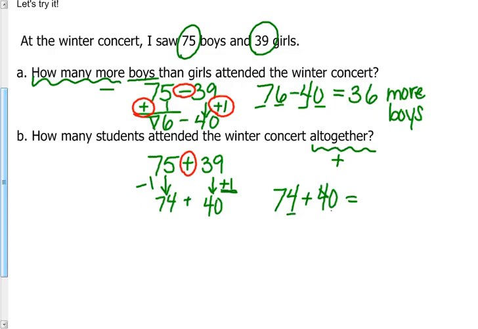So 4 and 0 is 4 in my ones place. And in my tens place, I have 4 and 7, which gives me 11. So how many total students attended? 114 students.